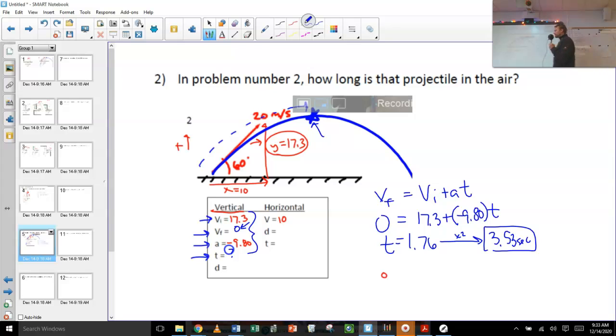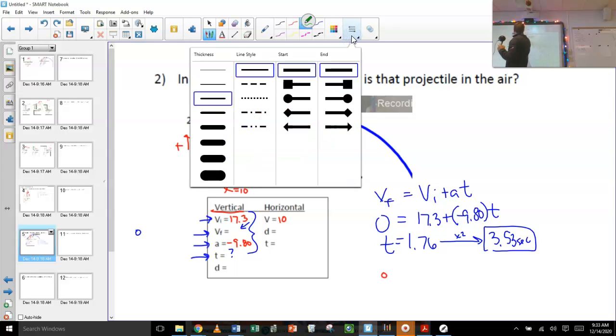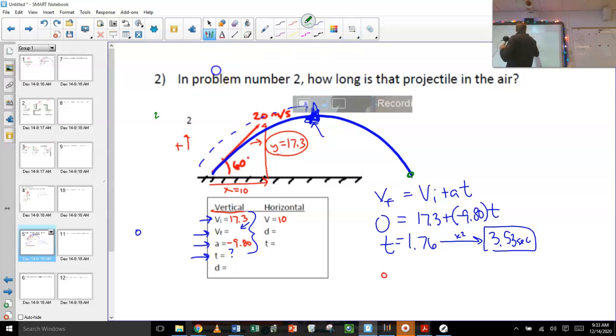Here's another way to do this problem. Instead of using this point right here, I could use this point right here at the end. At the end, the projectile is still going forward at 10, and now it's going down at 17.3. So I could use a final velocity of negative 17.3, and I could do this problem again.